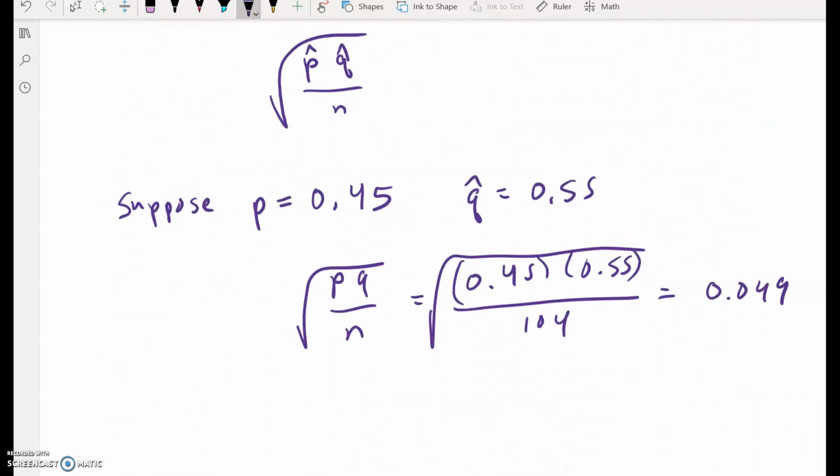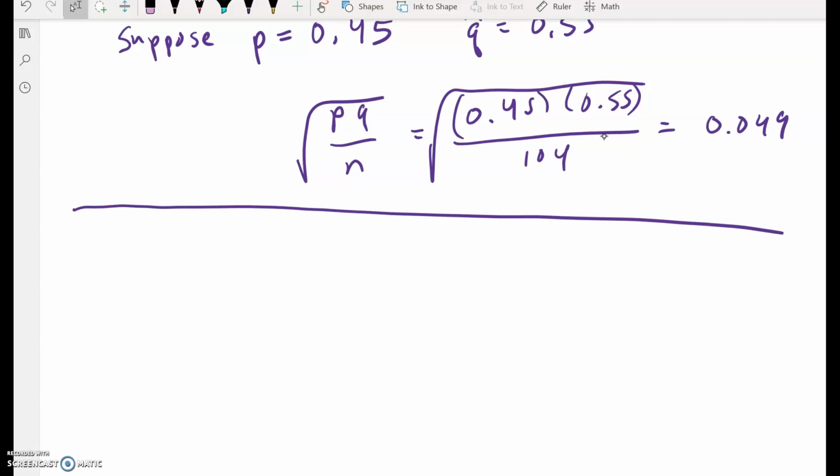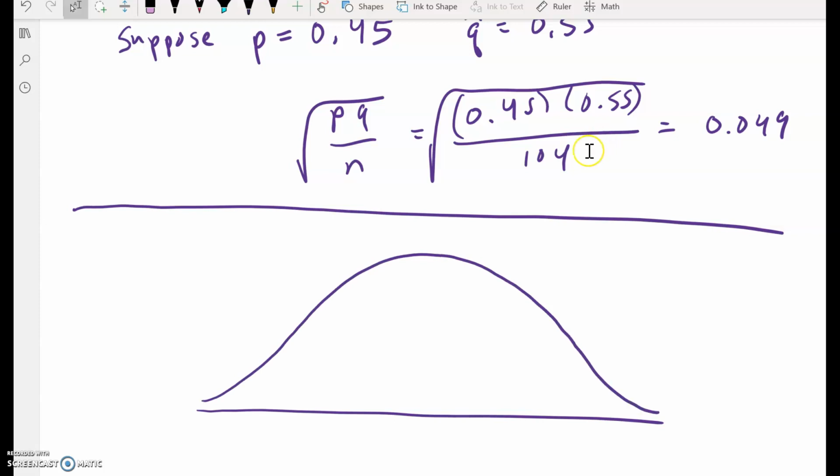Okay, now having said all that, based just on our sample, here's what we know. We know the sampling distribution is a normal curve. We don't know the exact nature of the sampling distribution because we don't know P, do we? But whatever P is, let's say P is 45%, whatever P is, that's in the middle of that sampling distribution.